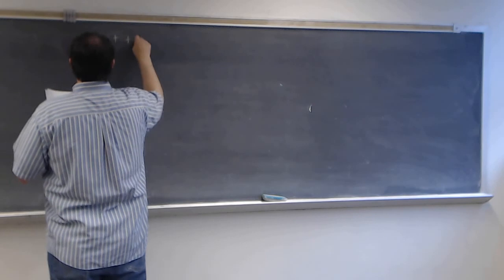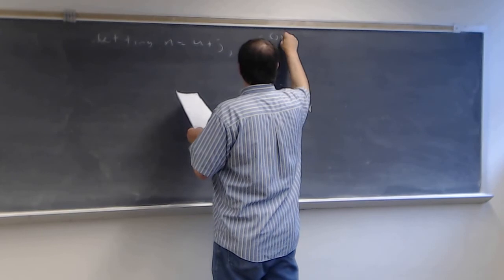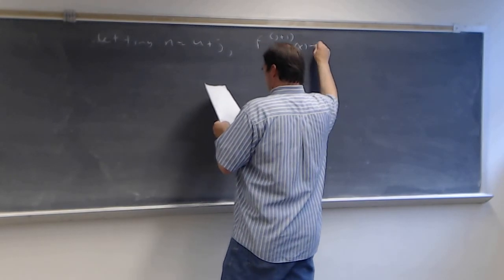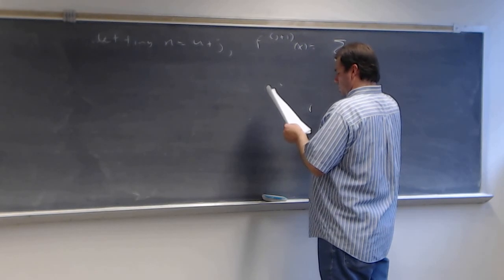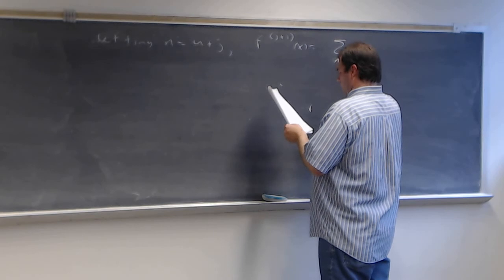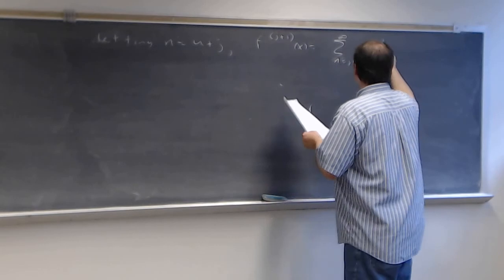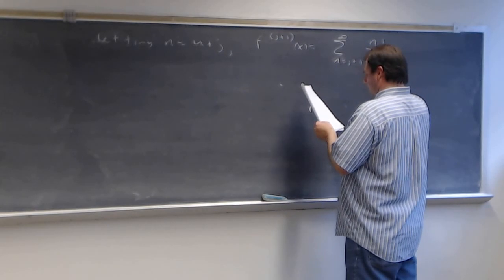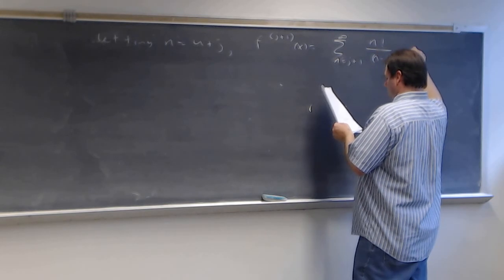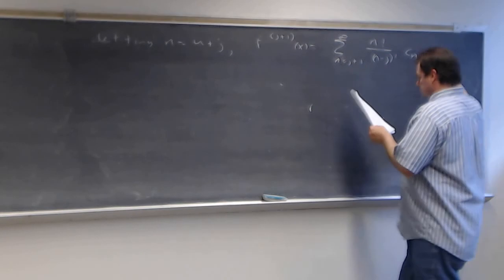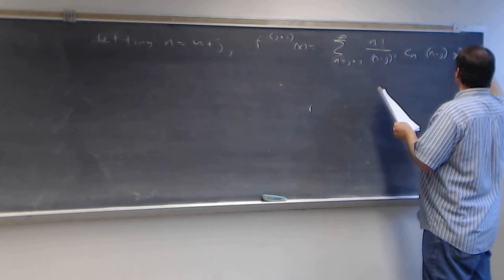Now, letting n equal to u plus j, we have f raised to the j plus 1 derivative of f evaluated at x is equal to the sum as n will run from j plus 1 up to infinity of n factorial over n minus j factorial, c sub n times n minus j times x to the n minus j minus 1.